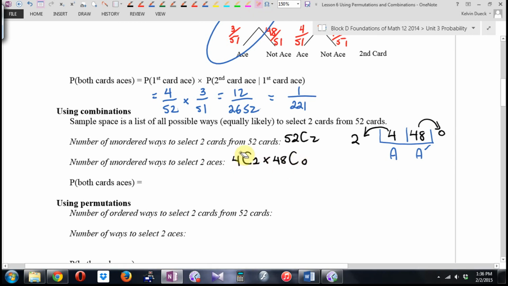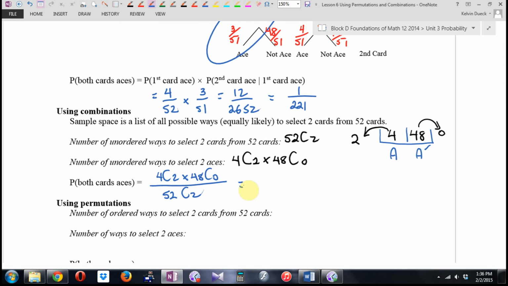This is the number of successes. This is the total number of outcomes. This goes back to our very original definition of probability. Probability is defined as the number of successes over the number of outcomes. If you go 4 choose 2 and 48 choose 0 over 52 choose 2, try that, please. I bet you'll get 1 over 221. Now, you're going to have to remember, and I'm not telling you, where the heck is that probability menu? If you forget, I'll show you in a second, but see if you can find it on your graphing calculators, please.